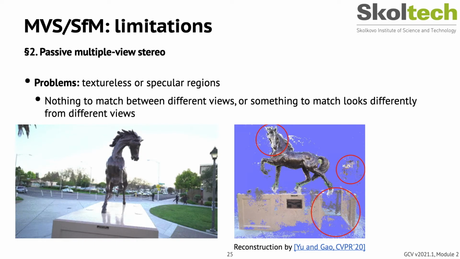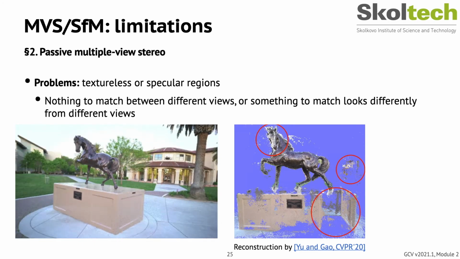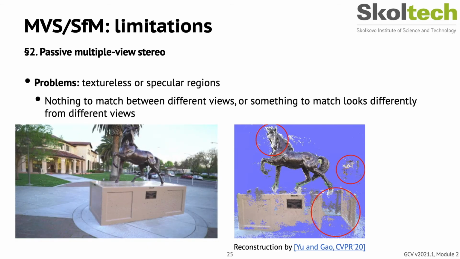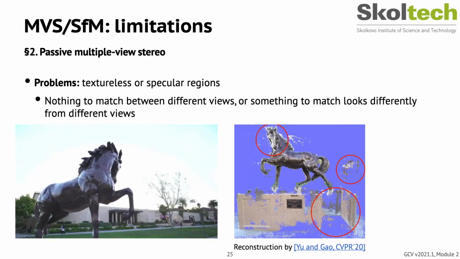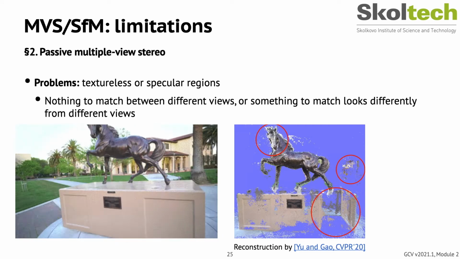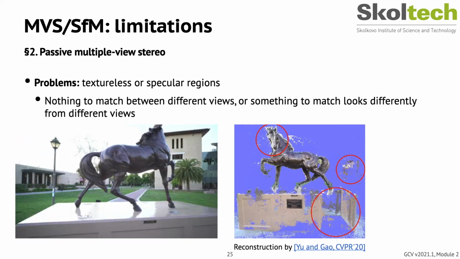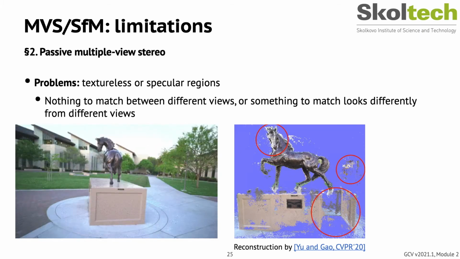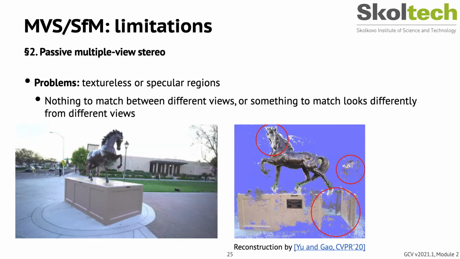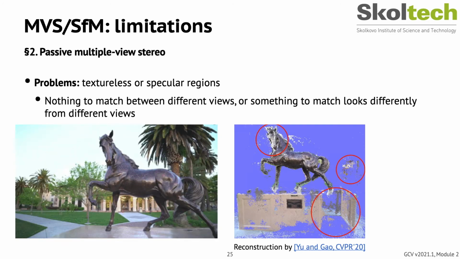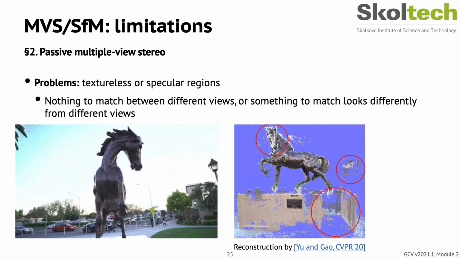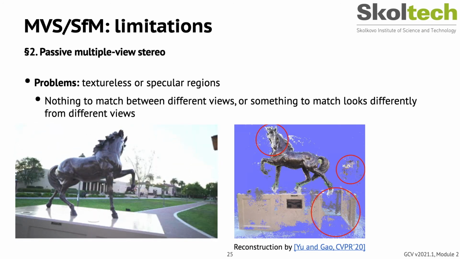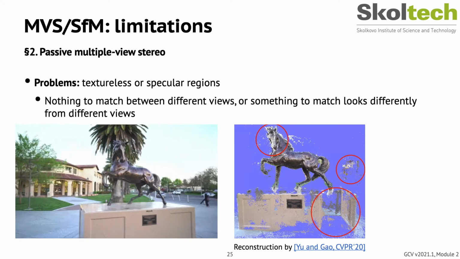As you might have noticed, multiple view stereo methods have problems where textureless or specular regions are present. This is due to the hardness of the correspondence problem. Because the method has to match between different views, it suffers when there is nothing to match between these views, or something to match that looks different between the couple of views that you're matching.